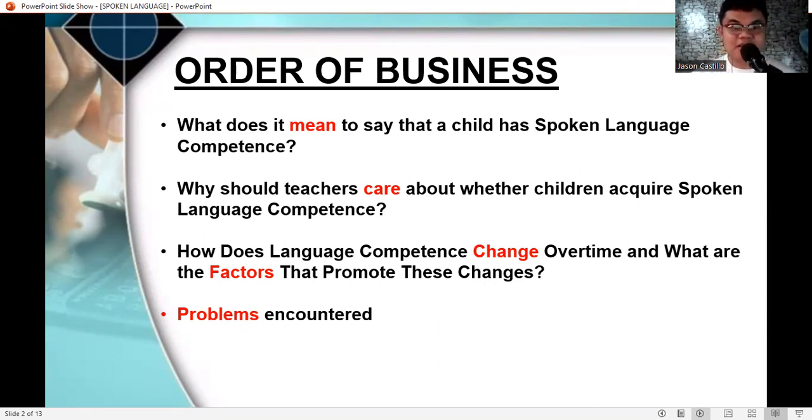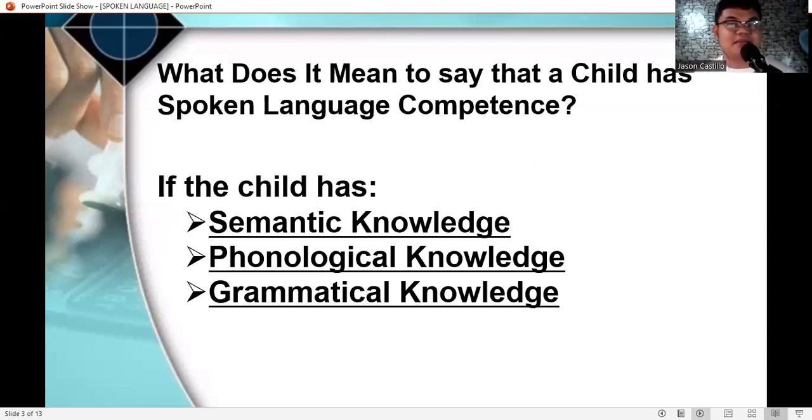So let's start. The first question deals with, what does it mean to say that a child has a spoken language competence? How can we say that a child is competent when it comes to the spoken language? The common knowledge is the child has a spoken language competence if the child possesses these three knowledges. The first one is semantic knowledge, or the child knows the meaning of a number of words. So the child doesn't know only the words, but he knows the meaning of the words associated with this one.